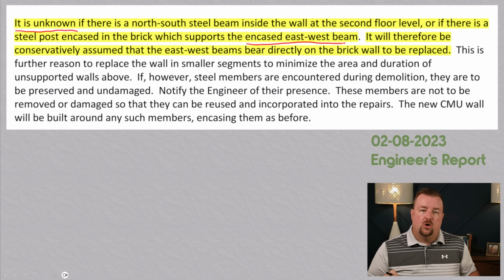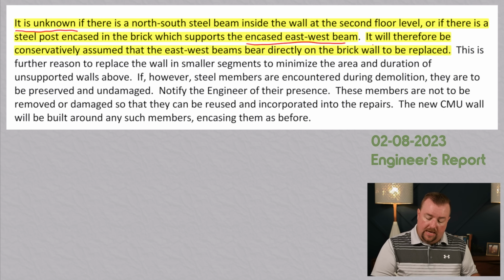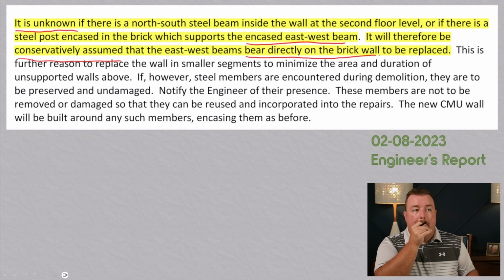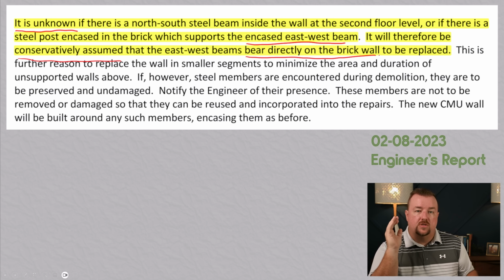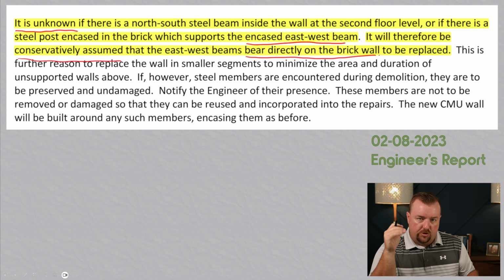He doesn't know if there's anything else structural in the brick, or if the brick itself is the only structure he has to work with. So he says in a sentence, which makes sense, which is good, right? It will therefore be conservatively assumed that the east-west beams bear directly on the brick wall to be replaced. Okay, so he made a really good assumption here. He says, I don't know, so let's take the worst case scenario. The worst case scenario is that all these beams are sitting on the brick itself, and that's it. That's the only thing supporting the beams.